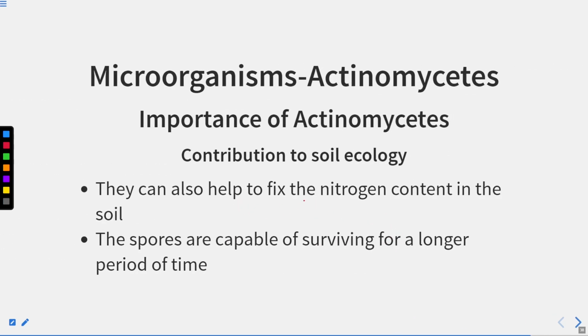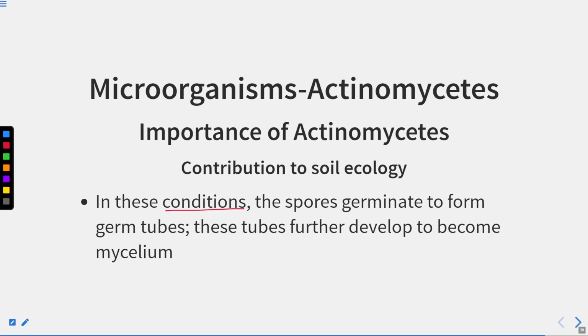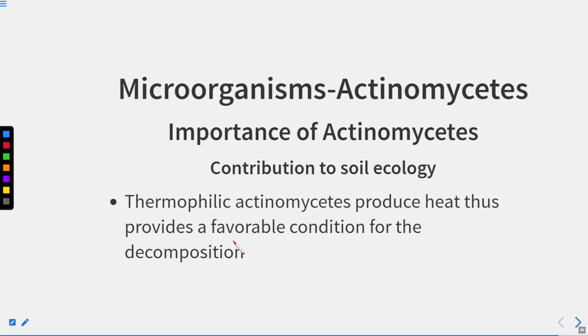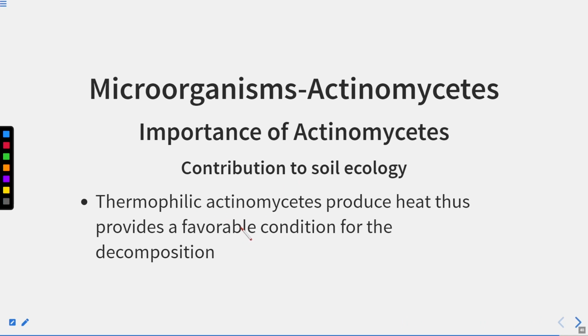They can also help fix the nitrogen content in the soil. One example is Frankia. The spores are capable of surviving for a longer period of time, so they are present in the soil for a long time. In favorable conditions, the spores germinate to form a germ tube. This tube further develops to become a mycelium. So these spores can be present in the soil for a longer duration, even in adverse conditions, and when the conditions become favorable, they give rise to new mycelia by forming a germ tube.